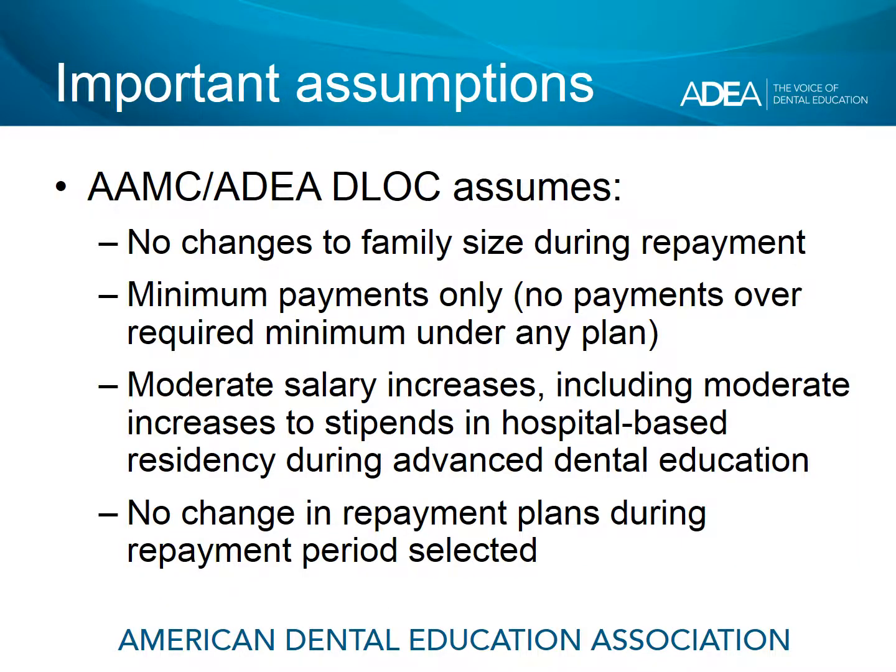Now, it's very important that you understand what the assumptions are with the numbers that DLOC will give you. First of all, it assumes no changes to family size for the repayment amounts under the various income-driven repayment plans. If you put a family size of 1, it assumes you are going to stay single all the way through repayment. It also assumes minimum payments. It has no way of knowing that you are going to overpay more than the required minimum under any plan. It also assumes moderate salary increases, including moderate increases to the stipends you will have if you do a hospital-based residency program for advanced dental education.